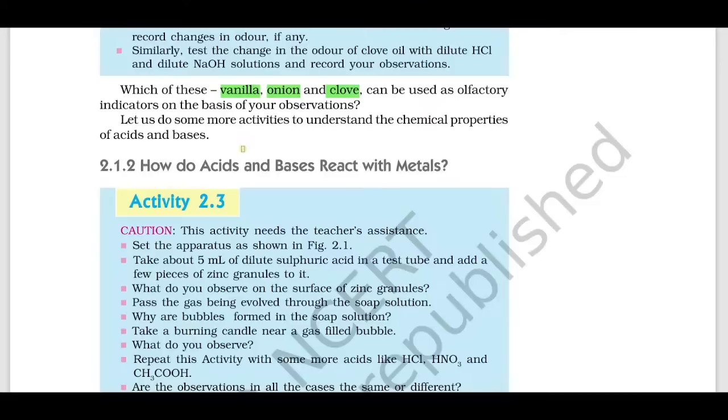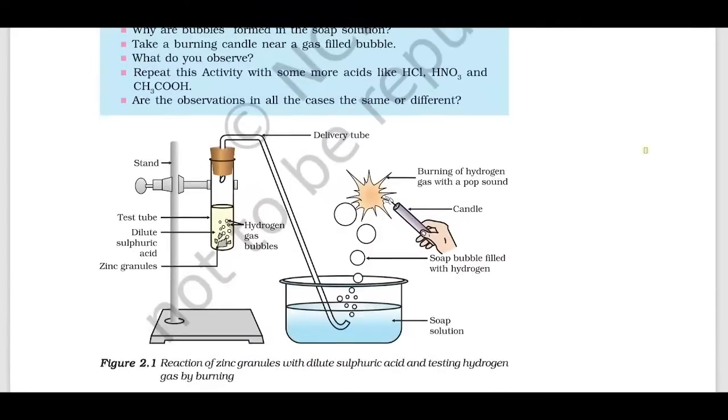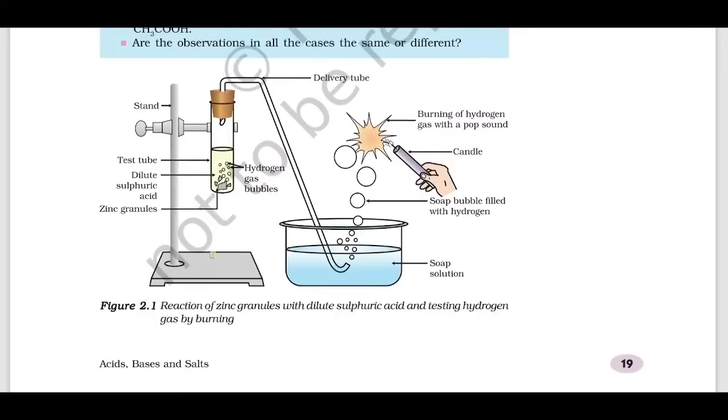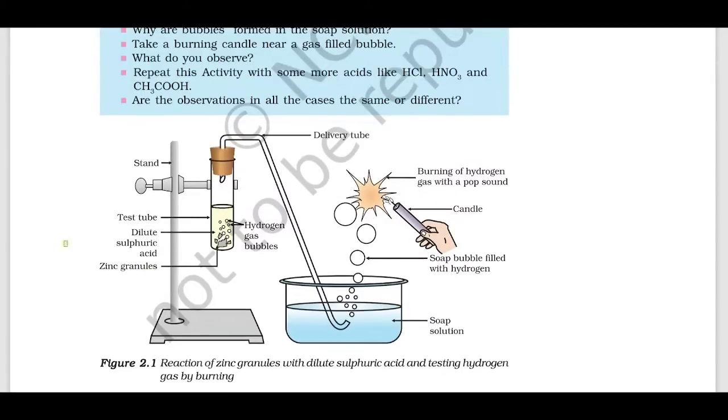What are olfactory indicators? Olfactory indicators are the substances which change their odor in the presence of acid or base. Now we'll see the reaction of acids and bases with metals. This diagram, the reaction of zinc granules with dilute sulfuric acid and testing hydrogen gas, is a very important 3-mark diagram. A 3-mark diagram will be asked from acids, bases and salts, or from metals and non-metals.